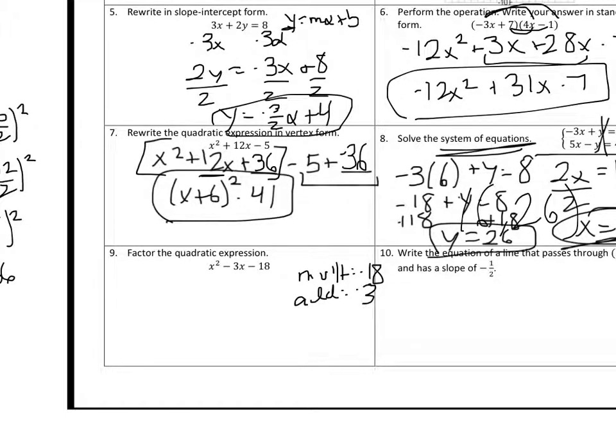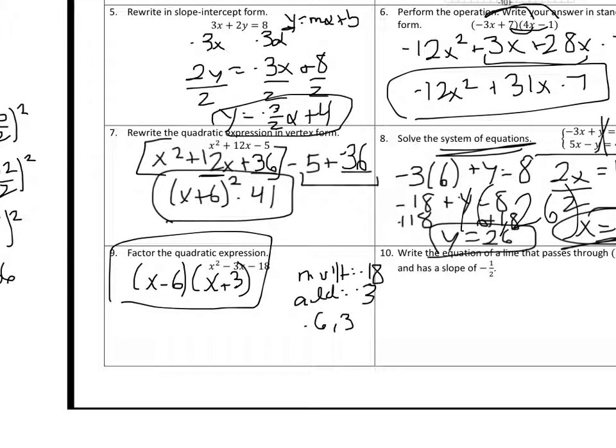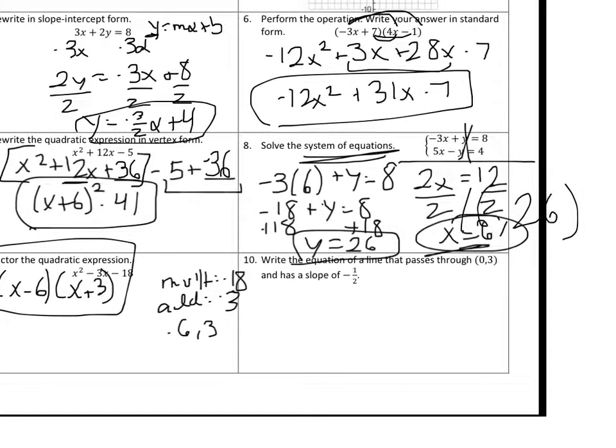There we go. Okay, so the two numbers have to be a negative 6 and a positive 3, because negative 6 times 3 is negative 18, and negative 6 plus 3 is negative 3. So the way I write my factors with these two numbers is x minus 6, x plus 3. Now, if there was an equal sign, then we could solve, but there's not, so all we're doing is factoring. We're done right here.